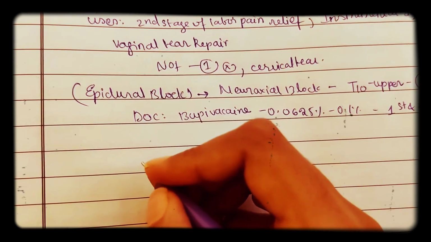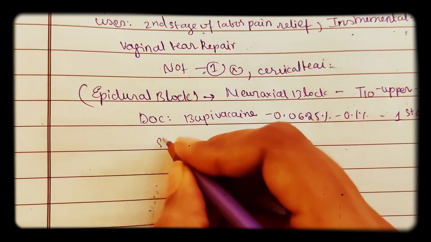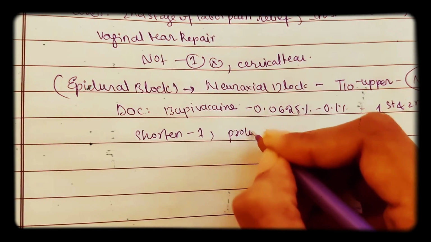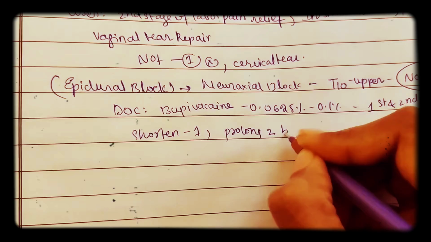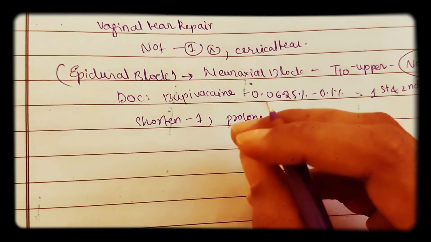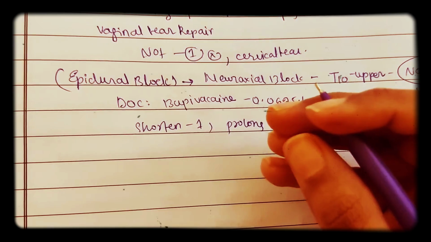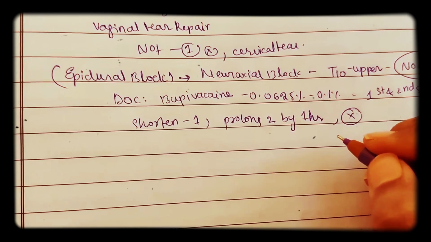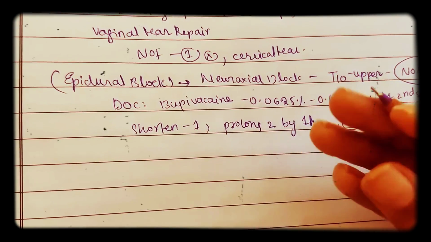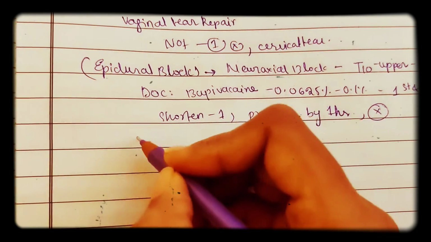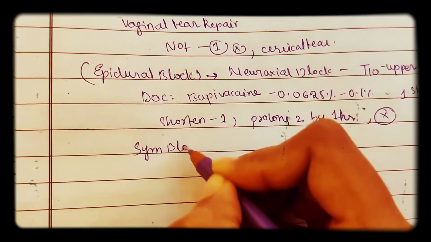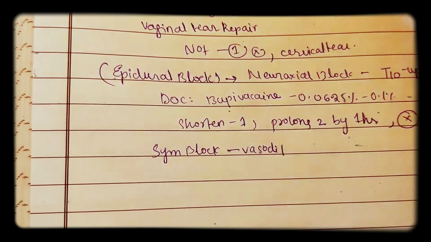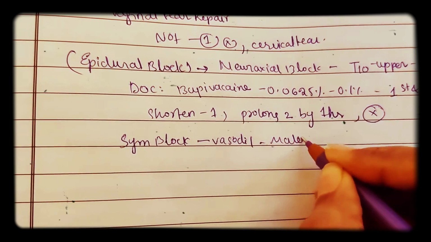Now what are the effects of this epidural block? They shorten the first stage. As they shorten the first stage, some pain is reduced, and they prolong the second stage of labor by 1 hour. This is important. So this epidural block is going to prolong the second stage of labor by 1 hour, but doesn't increase the chance of cesarean section. No need to do C-section if you use this neuraxial block, because we are using this block to do normal vaginal delivery without any pain. So now coming to sympathetic block. If you block the sympathetic system, it will lead to vasodilation. Because of this vasodilation, there is maternal hypotension, as we discussed before.